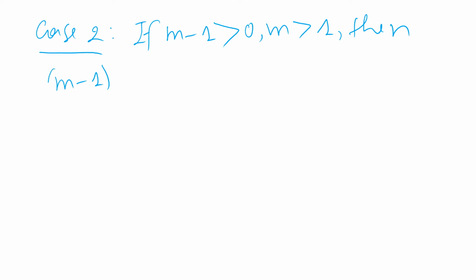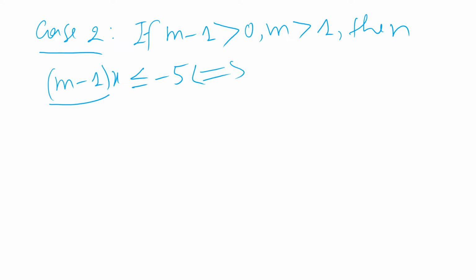Case number 2. Now, if m minus 1 is greater than 0, or m is greater than 1, then m minus 1 times x, which is less than or equal to negative 5, is equivalent to, now m minus 1 is positive.